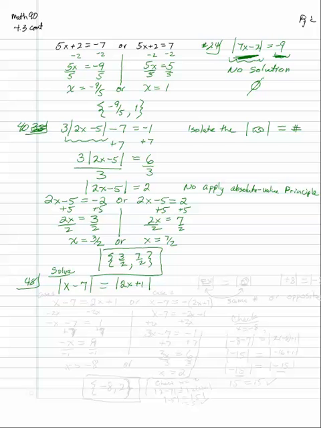Alright, now number 48, we got absolute value x minus 7 equals absolute value of 2x plus 1. Now, we can't use the absolute value principle on this one, but you're in luck. The rule is if you have one absolute value on both sides and nothing else, then basically there's two possibilities. For this to be a true statement, the numbers in here could be the same number, or they could be opposites. Okay, so those are the two cases.